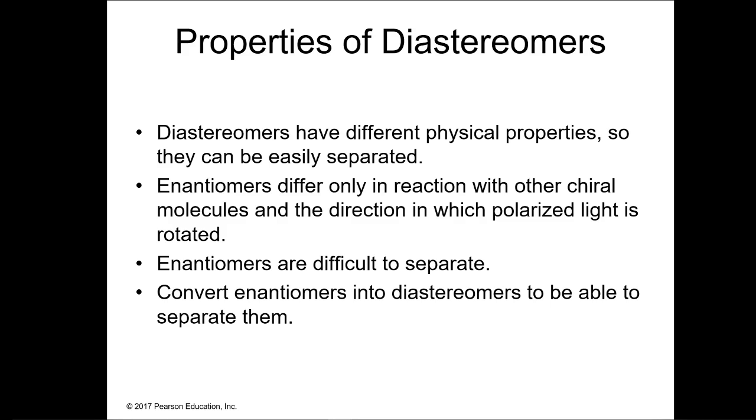Okay, so diastereomers have different physical properties. Like trans and cis compounds will have different chemical properties because they have different dipole moments, but enantiomers will not. Enantiomers really only react differently with other chiral molecules. So enantiomers are really hard to separate. Diastereomers are easy to separate.